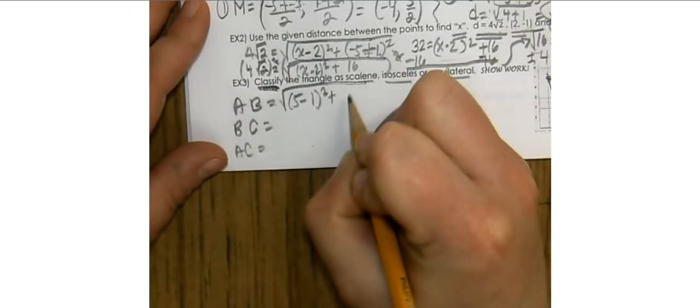So I have x2, which is 5, minus x1, which is 1, squared, plus y2, which is 3, minus y1, which is 5, squared.